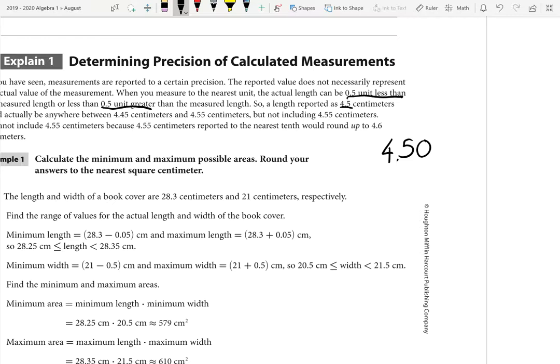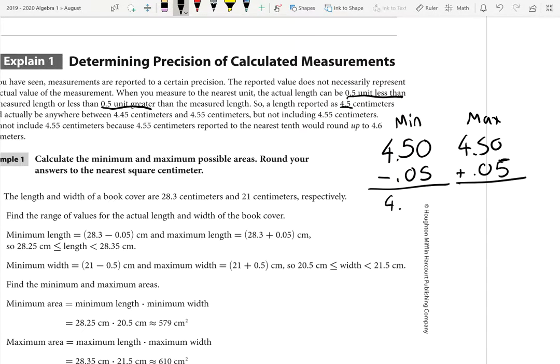4.5 is right where our measurement was at. But half a unit less than that would be, well, we would subtract 0.05 from it to get half a unit less, and we would add 0.05 units to it to have the max side. So the min side is half a unit less, the max side is half a unit more. So the min side is 4.45, and then the max side is 4.55, as it mentioned here.